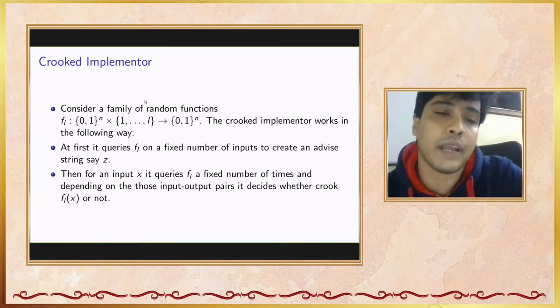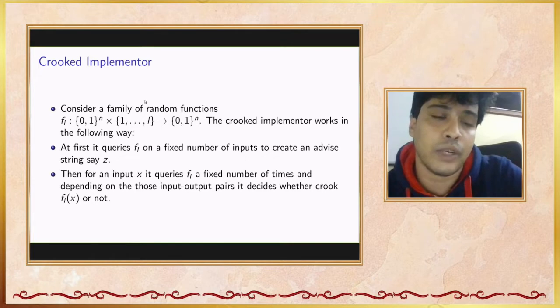Then, depending on the pairs (X, Y) and (Z, W), it decides its next query, and it goes on like this for a fixed number of times, say Q tilde. After that it has Q tilde many input-output pairs, and depending on those pairs, it decides whether to crook FL at the point X or not.